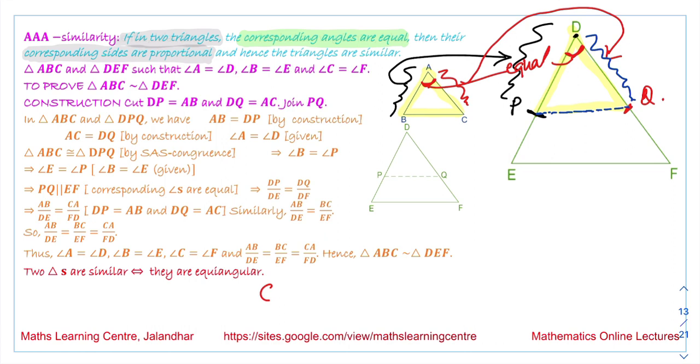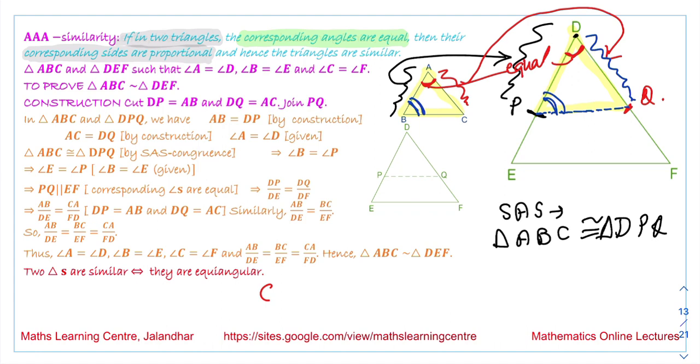Now the sides DP and AB are equal, AC and DQ are equal. So what we get is, by SAS criteria, triangle ABC will be congruent to triangle DPQ. So from this what we get is that this angle at B and this angle at P, these two angles are equal. This angle at C and this angle at Q, these two angles will be equal.